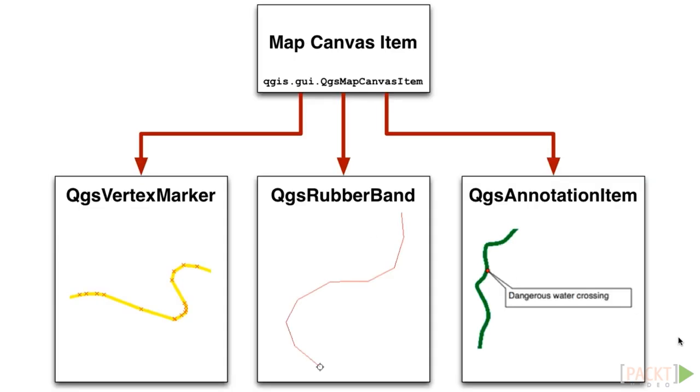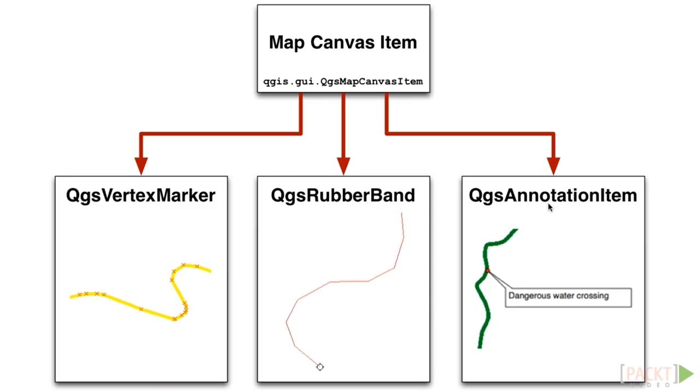Let's now take a look at map canvas items. A map canvas item is an item drawn on top of the map canvas, in front of all the map layers. There are three subclasses of QgsMapCanvasItem that you might be interested in, though you can also create your own if you want. The QgsVertexMarker class draws an item such as a small X centered around a given point on the map, and this is often used to highlight vertices or mark specific points. The QgsRubberBand class draws an arbitrary line or polygon. It's intended to give feedback as the user draws a new line or polygon onto the map.